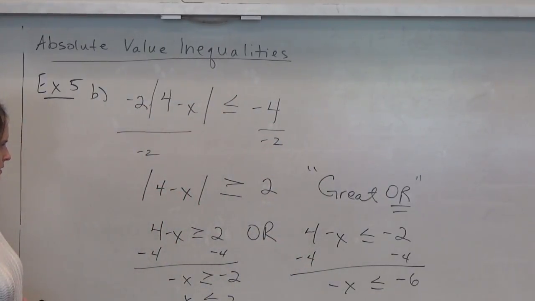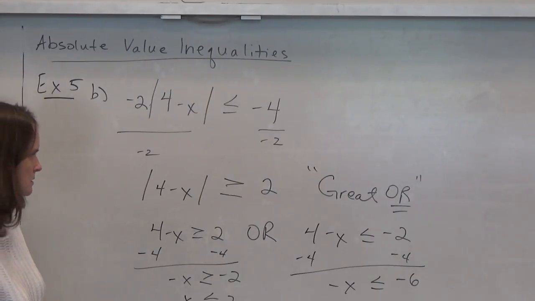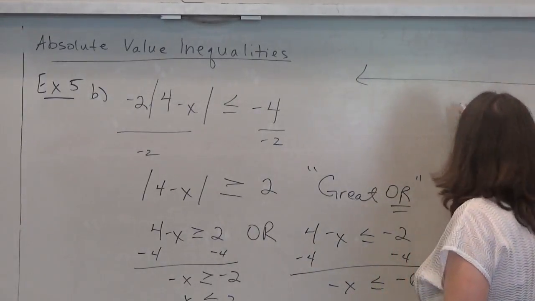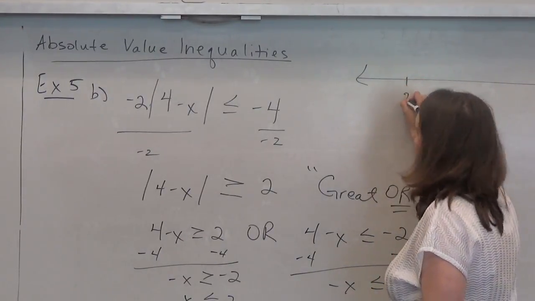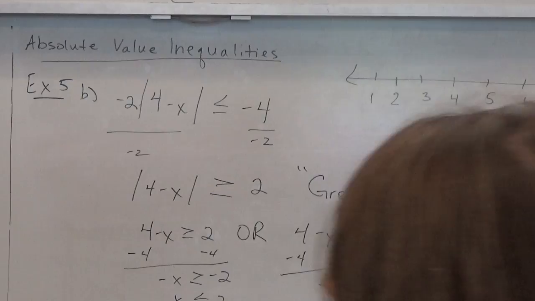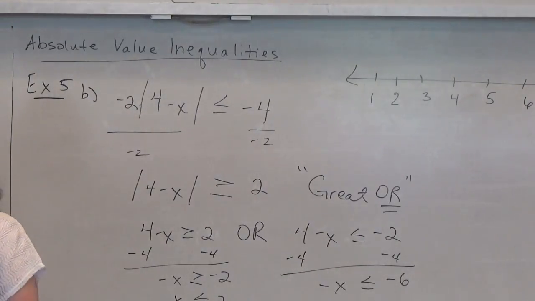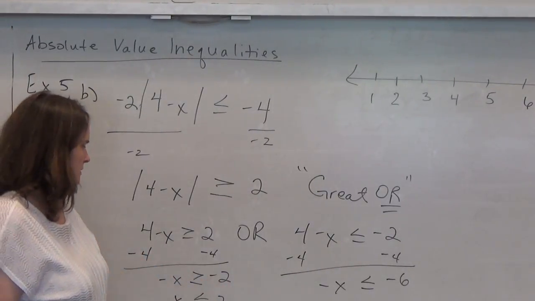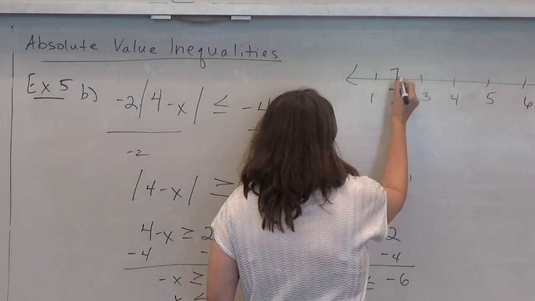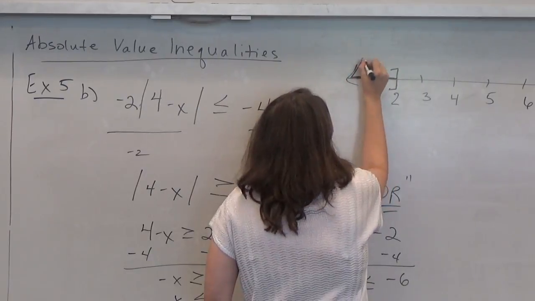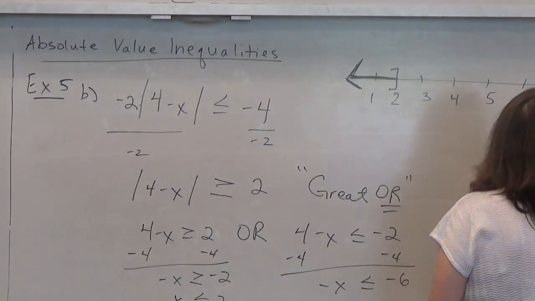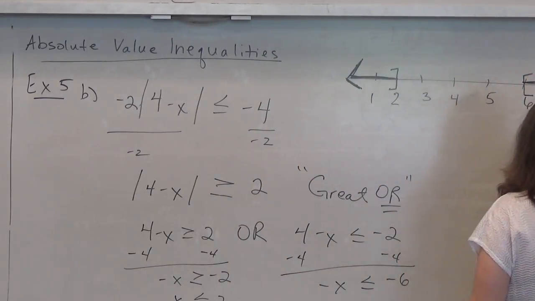All right, so let's see what this looks like on the number line. I'm going to pause it just to save my battery real quick. So we're going to graph x is less than or equal to 2, or x is greater than or equal to 6. So less than or equal to 2 is going to put me back here with a square bracket or with a closed circle. X greater than or equal to 6 puts me over here with a square bracket shading to the right.